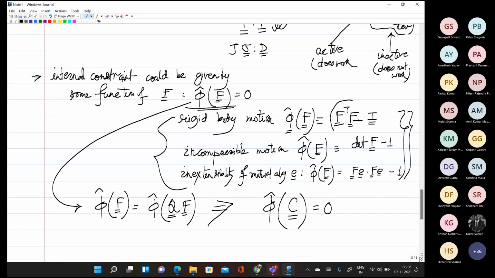For example, the first one, you see F transpose F is C. Determinant of F is same as determinant of U, which is equal to square root of determinant of C. So again, depending on C, this is square root of determinant of C. And this thing is again CE dot E. So you can notice that each of these three specific cases is indeed depending on the right Cauchy Green tensor, as it should have, because it has to be compatible with objectivity. But even for a general constraint, this phi hat will just depend on C.